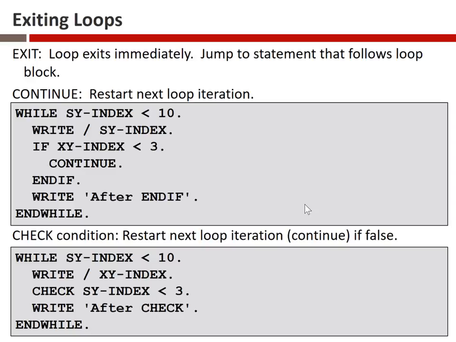So let's play computer and see what it's going to write out. It's going to write out 1, and then after check, it's going to write out 2. After check, it's going to write out 3, and then at that point it's going to write out 4, 5, 6, 7, 8, 9, and then be done. Questions?